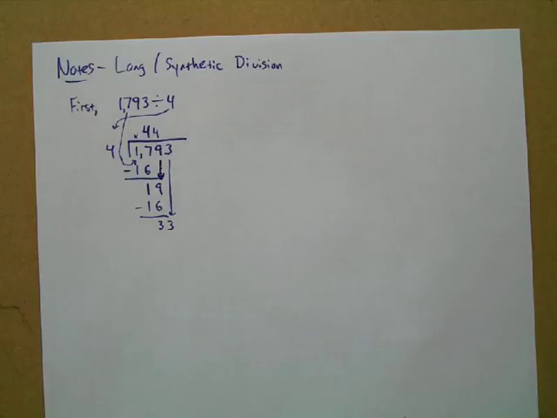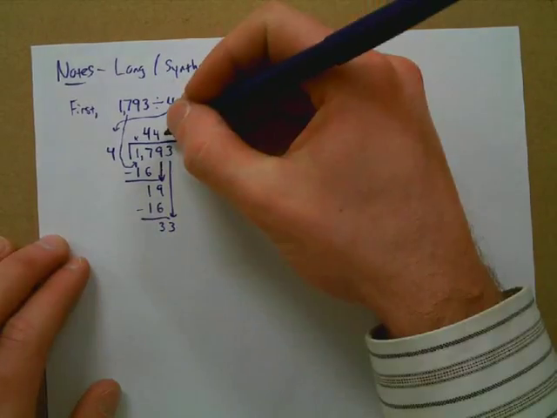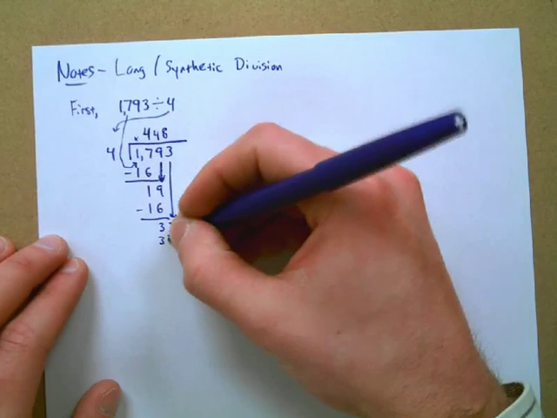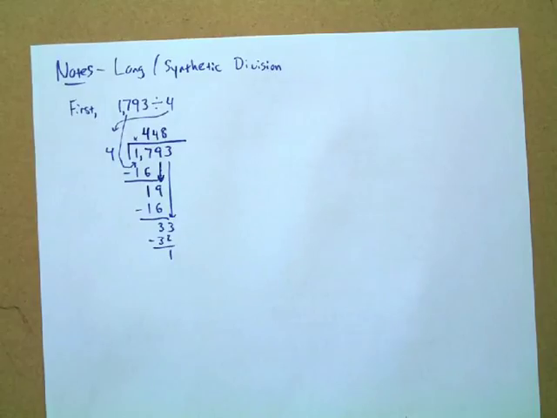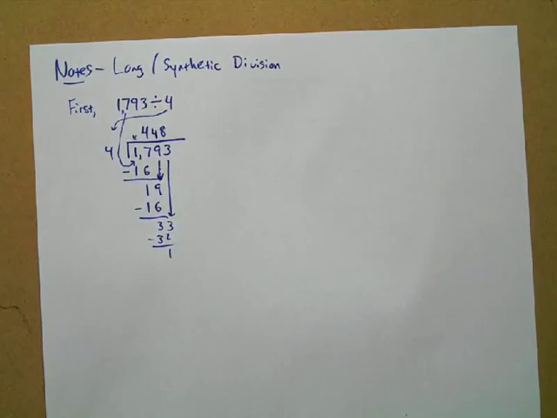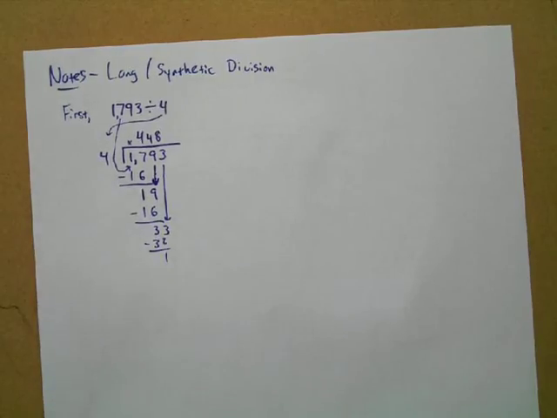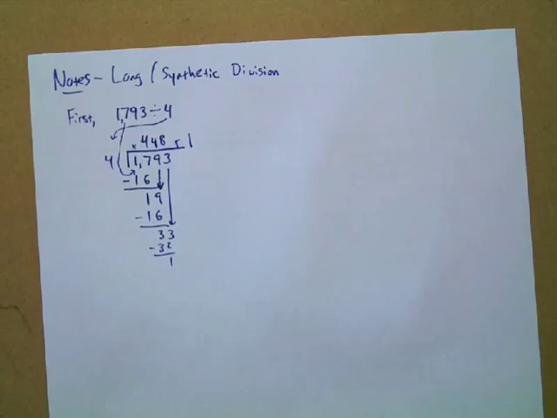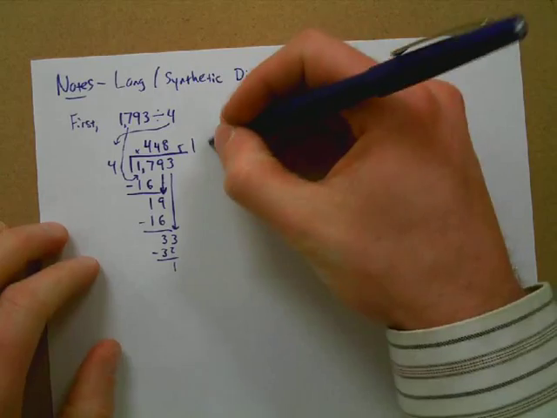8 times 4 is 32. Very good. So minus that, we get 1, and we've run out of numbers. And so this one we call the what? The remainder. That's right. So remainder 1. You can write it that way, remainder 1, or we can say 448 plus 1/4, right?